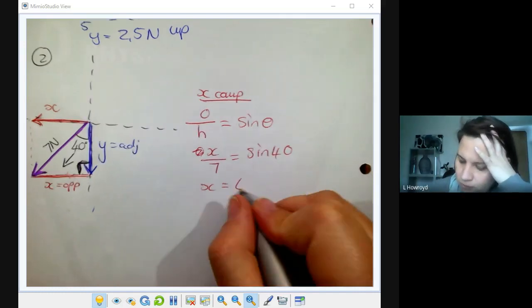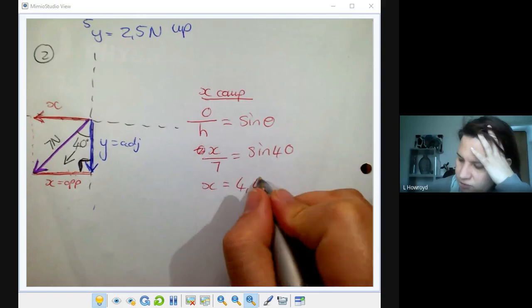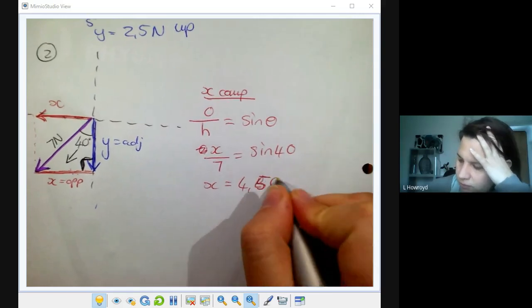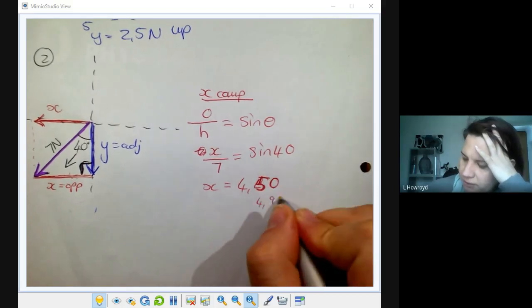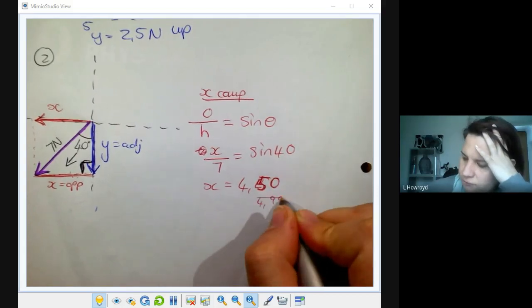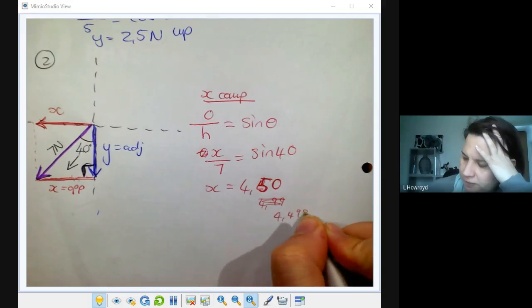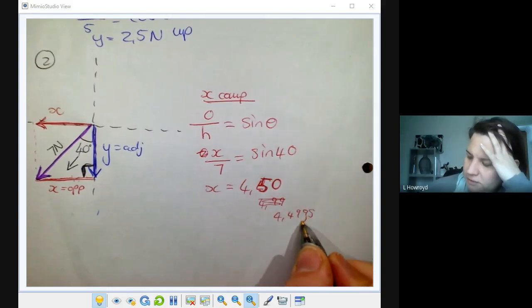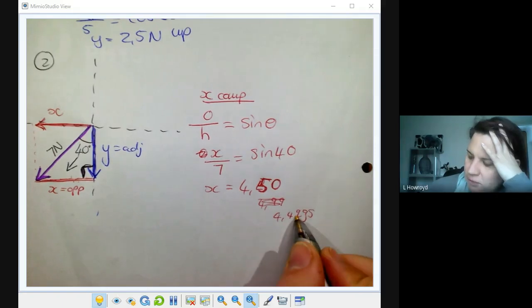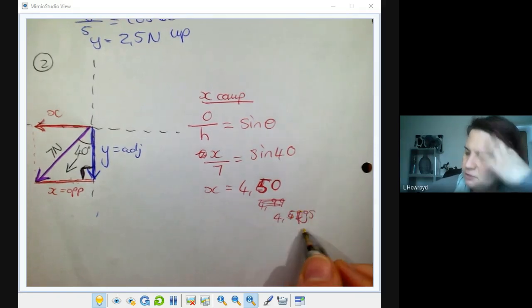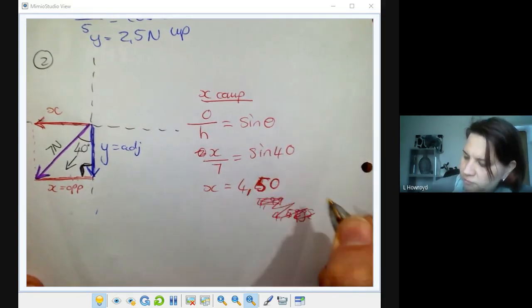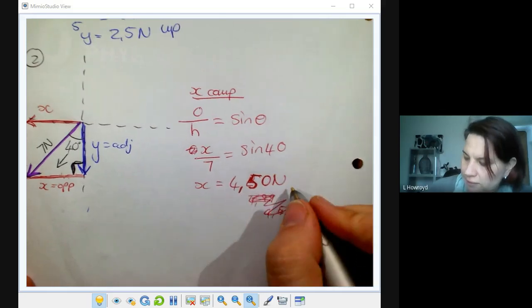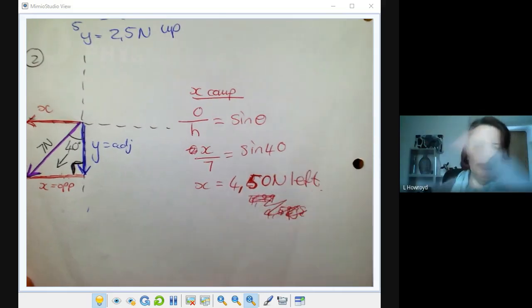And I get 4.449. So let's change it to 50, because it's a 499. Oh, sorry, it was 4.4995. So if we look at that 9, it changes that up to a 10, which means that becomes a 50. Just be careful of your rounding. So that becomes 4.50 newtons, and it's left. It is a vector quantity, so you need a direction.